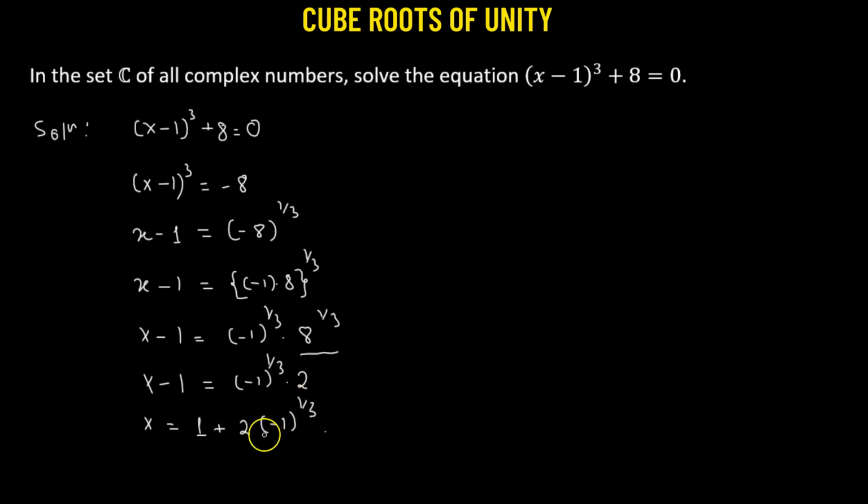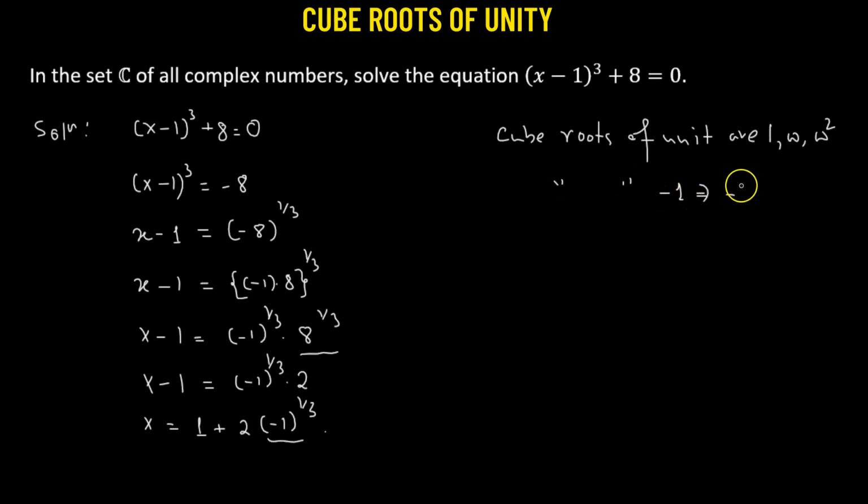So this is the solution of the given equation, but we also have to find out the value of the cube root of −1. Now we know that the cube roots of unity, let's write it down, cube roots of unity, that means of 1, are 1, ω and ω². So the cube roots of −1 will be −1, −ω, and −ω². So let's use that.